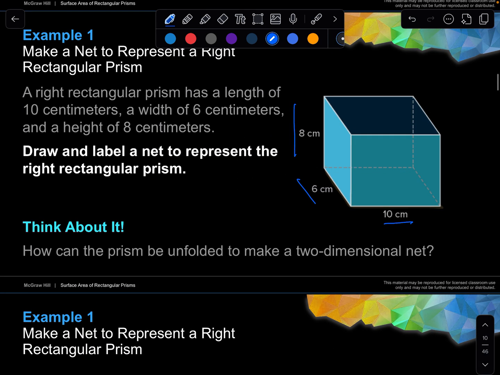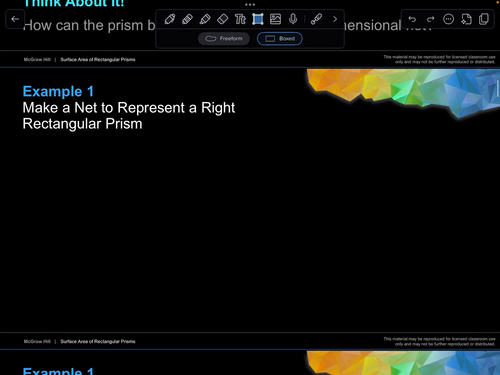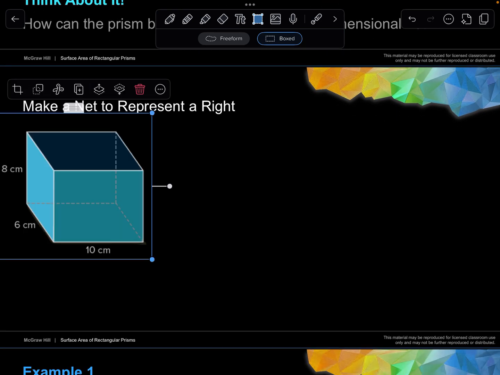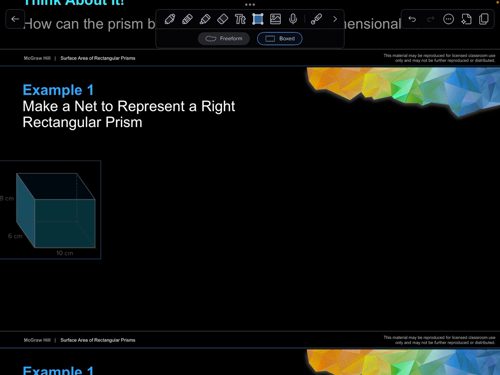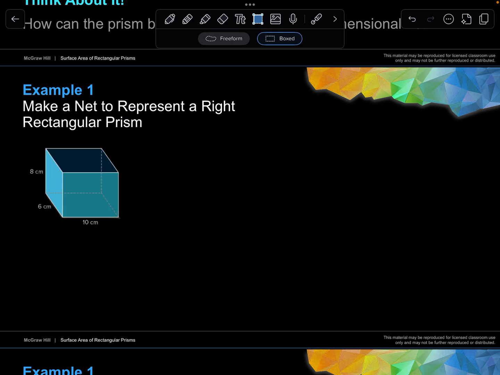Now, I'm going to copy this over and bring this over to my next page so that I could use it. Make this a little bit smaller. I'm not doing this on grid paper like in your textbook. You'll see that this is on grid paper. I'm going to start off with my front face.